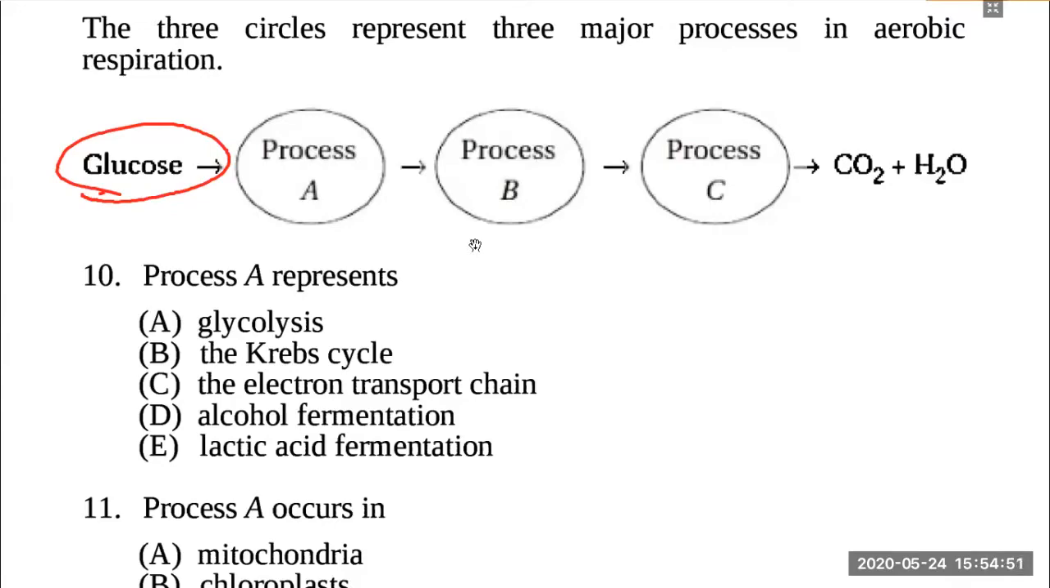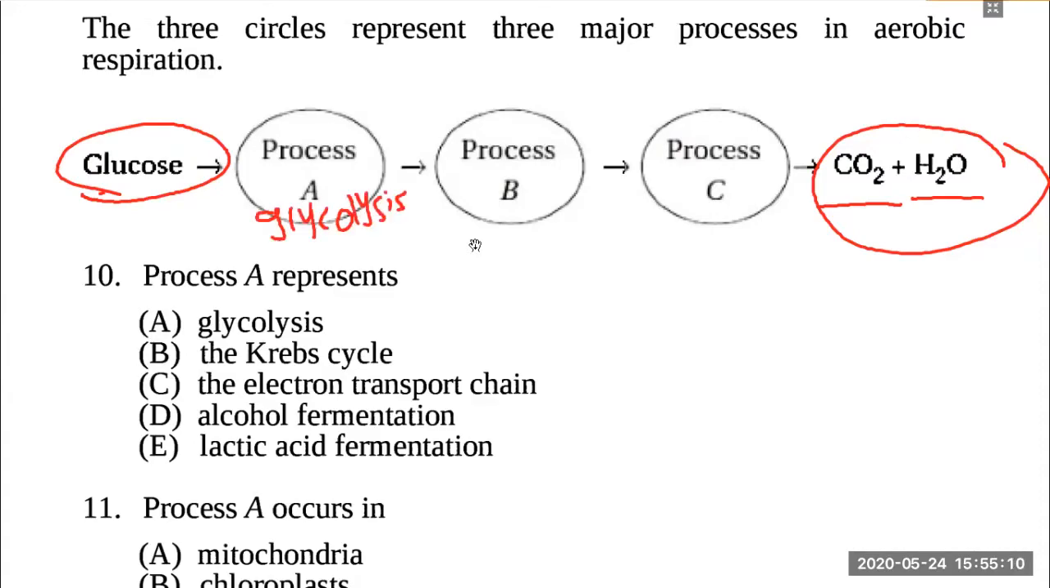As a result, carbon dioxide and H2O will be produced. So process A, before reading the questions, we have to know that process A is glycolysis, the first process, in which it takes place inside the cytoplasm. Okay, this is the process A.